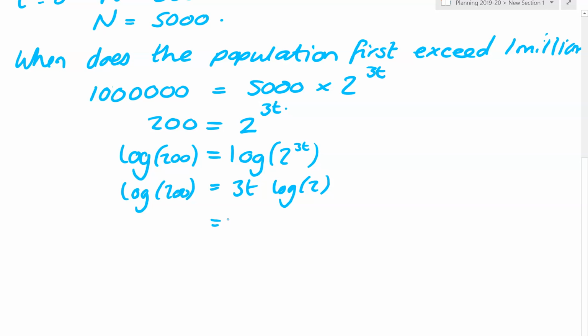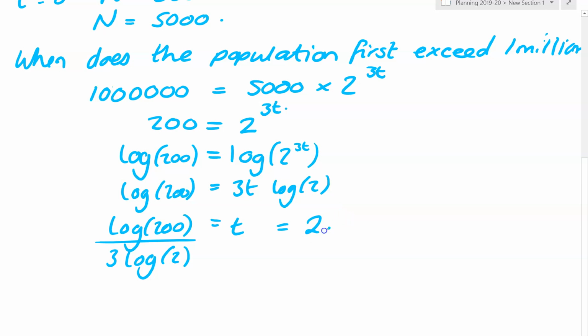So what am I going to divide by? Divide by 3 log 2, so I get log 200 over 3 log 2 is t. I'm then going to shove that in a calculator. And that gives me 2.55 hours, so 3 significant figures.